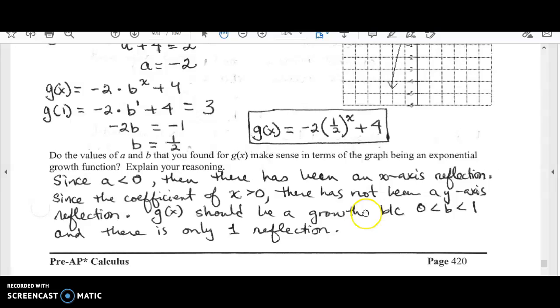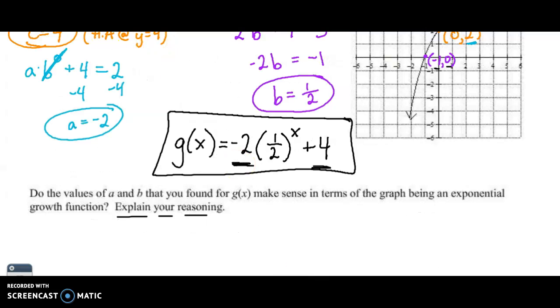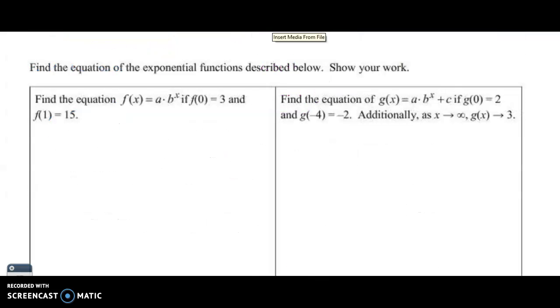So I'm moving back over to my notes if you haven't hit pause yet. So here's another problem, but instead of giving you the graph, we're giving you an equation. Notice that they're telling you there's no plus C value. So basically they're saying, hey, the horizontal asymptote is y equals 0.